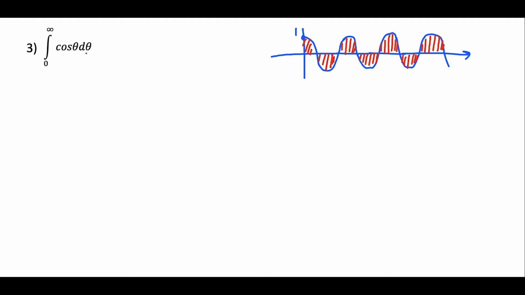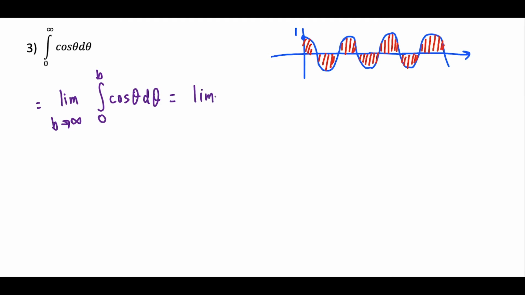So I'm going to predict that this is going to diverge, but if we want to be sure using calculus, we could set up the following expression. We have the limit as b goes to infinity, and we have the integral from 0 to b, and we're looking at cosine theta d theta. So this here, we don't have to do the work on the side. This is a straightforward antiderivative.